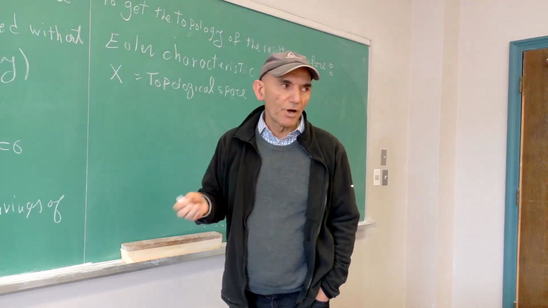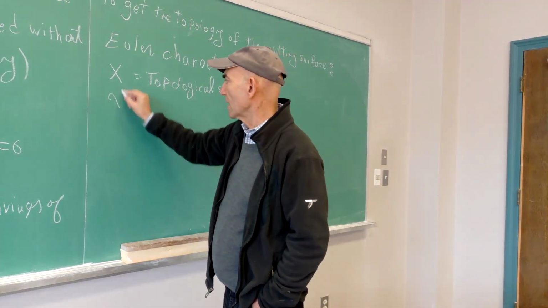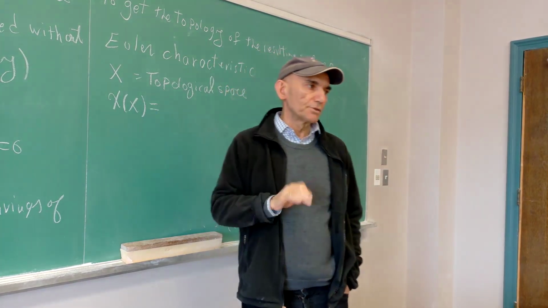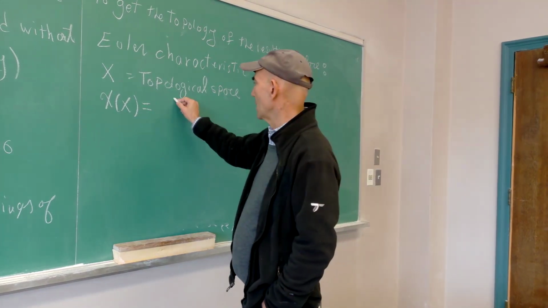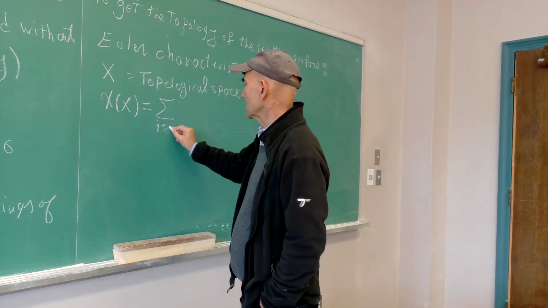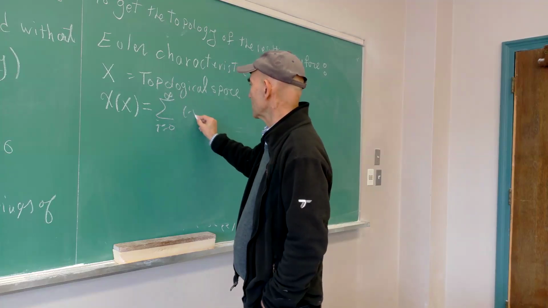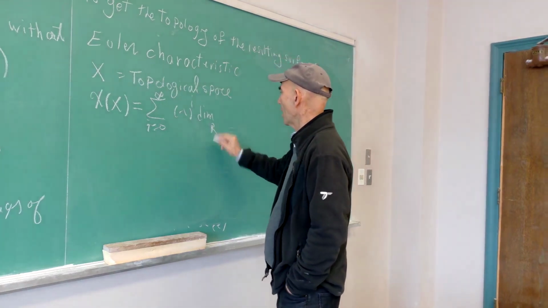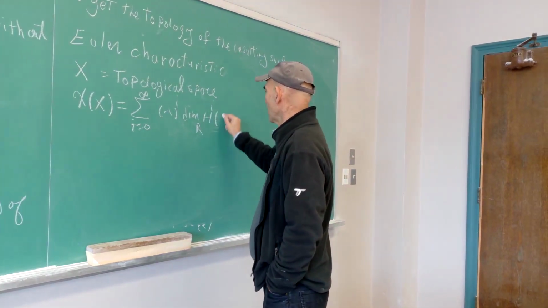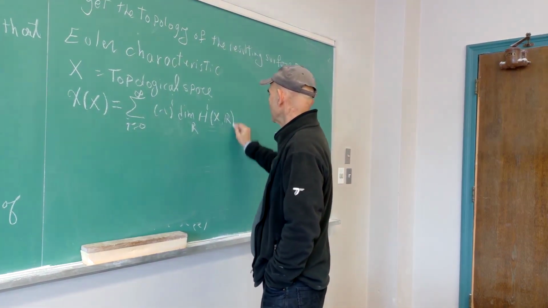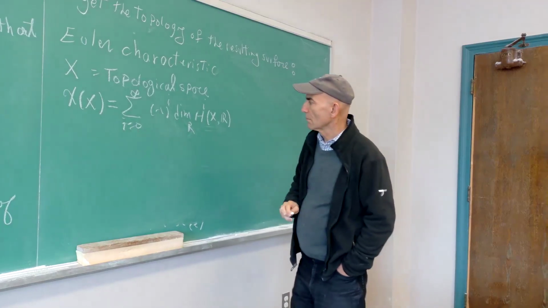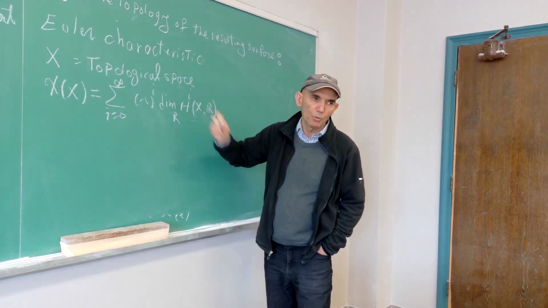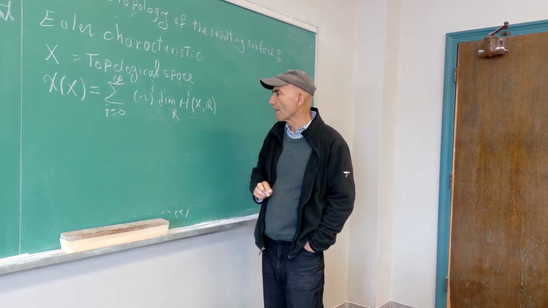Then you can try to define its Euler characteristic, phi of X, by the following. This is a standard definition by the following alternating sum: the sum from i equals 0 to infinity of (-1)^i times the dimension over R of H^i(X, R). So this is the alternating sum of dimensions of, for example, cohomology groups of this space.